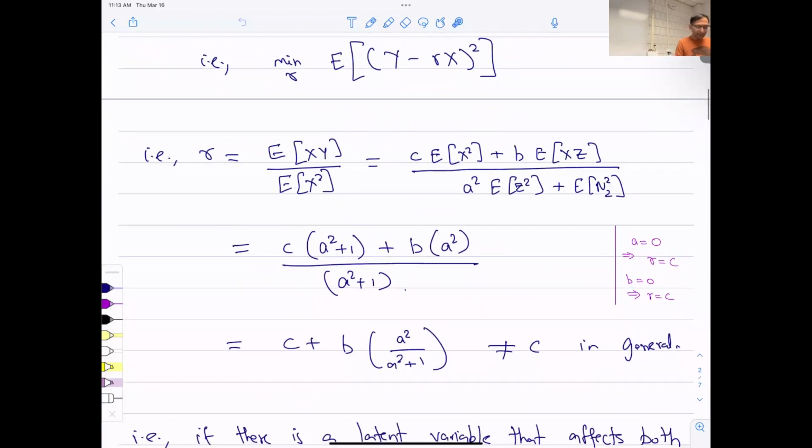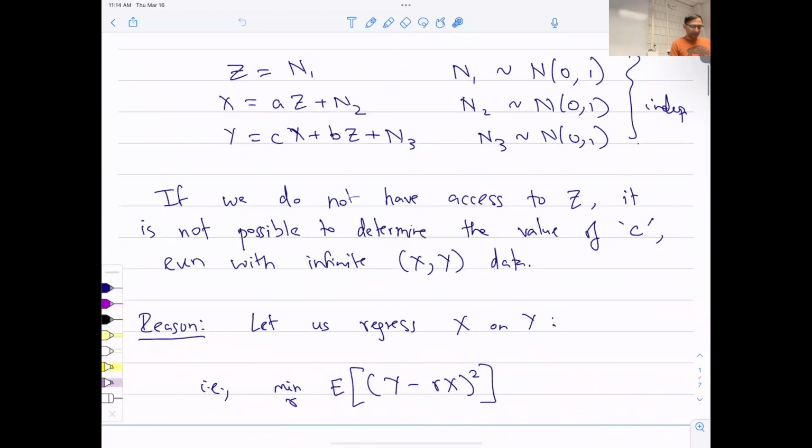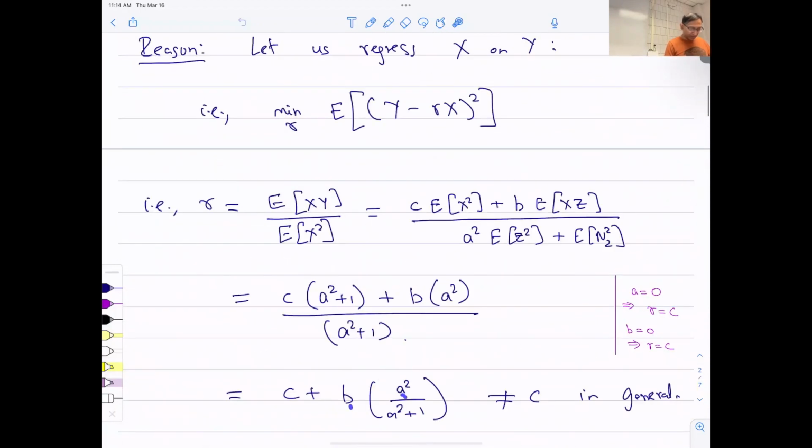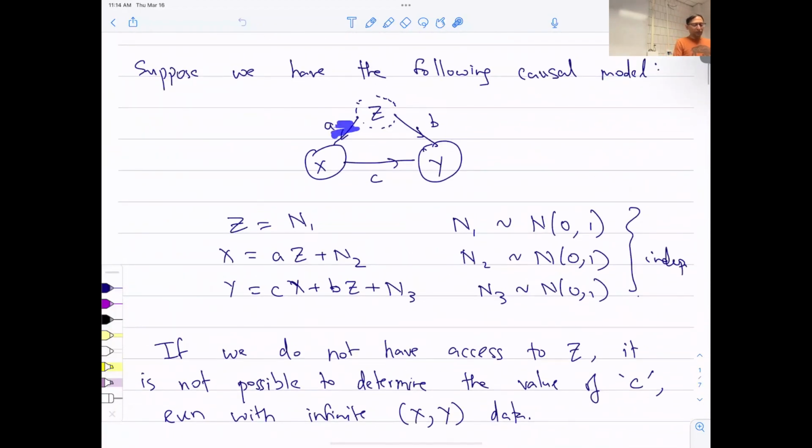Meaning, if you simplify this further, it is this true value c, but with a bias, and the bias depends on b and a. So going back to this, let's see where that figure is. Yeah. If this edge was missing, then the bias is 0. Again, if this edge was missing, the bias is 0. The problem happens because z can affect both x and y.